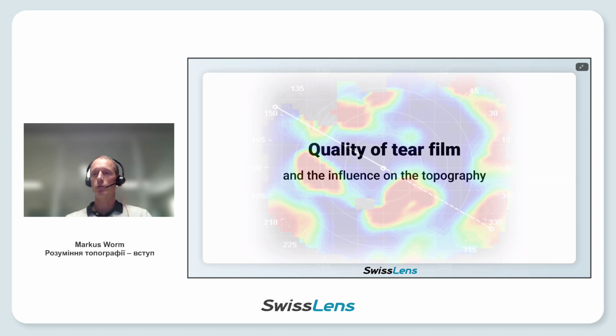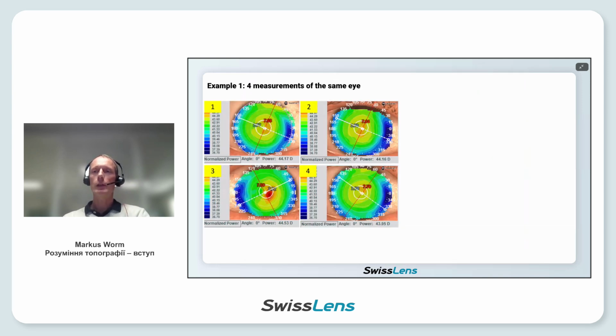It influences things like the sim-k radius in the center, the eccentricity, or generally the transition of the colors shown on the topography image. If you take a look at these 4 topographies that were made from the same eye, within a minute, more or less at the same time, I ask you, do they all look the same? Number 1, 2, 3, 4.